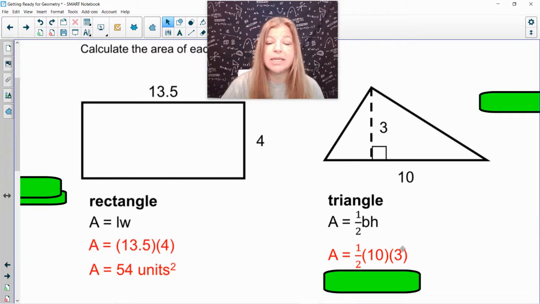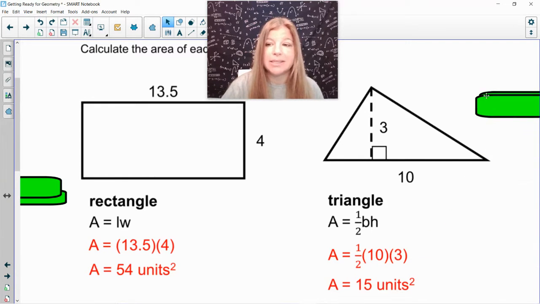Or I could do 10 times 3 is 30. And what's half of 30? 15. It does not matter what order I multiply in, I'm going to get the same result. And for this problem, it's 15 units squared.